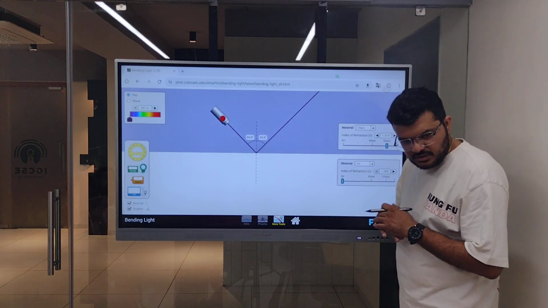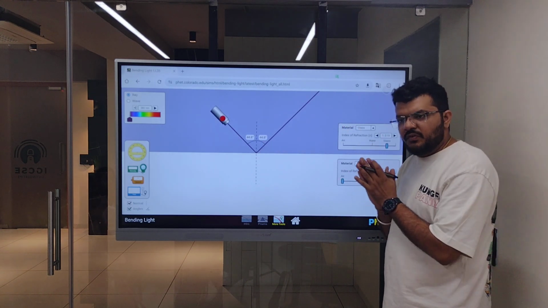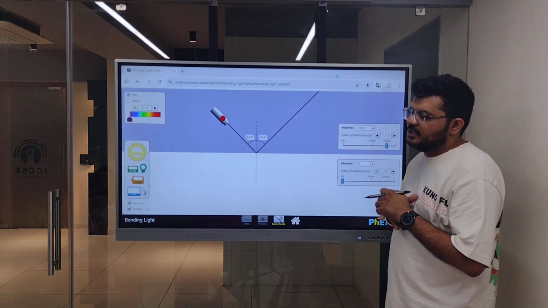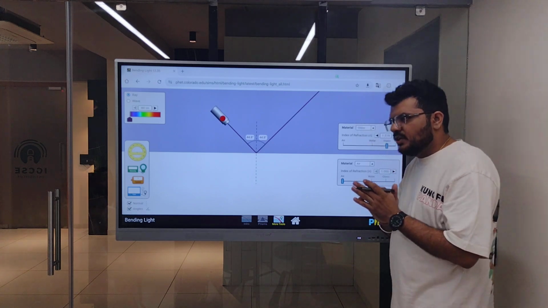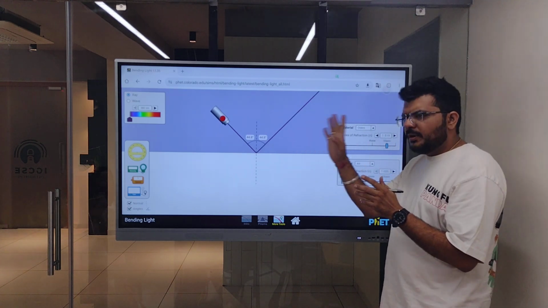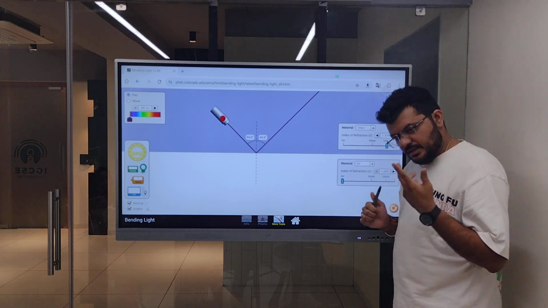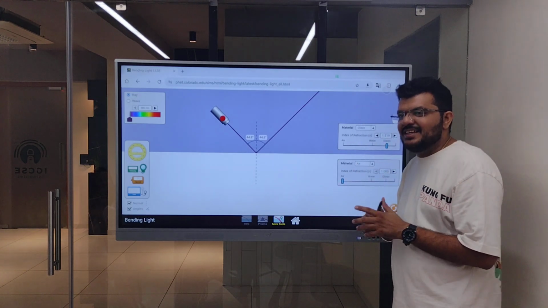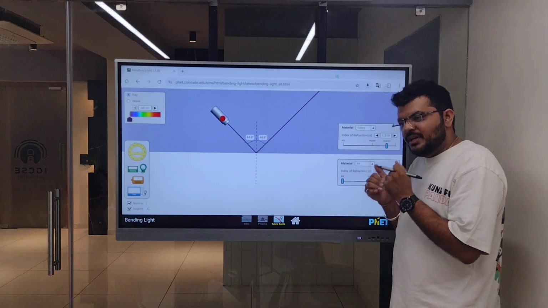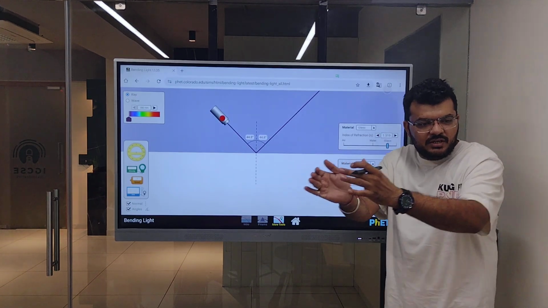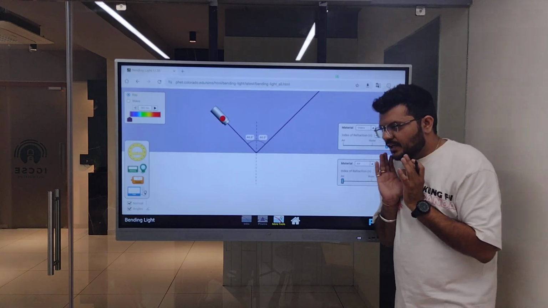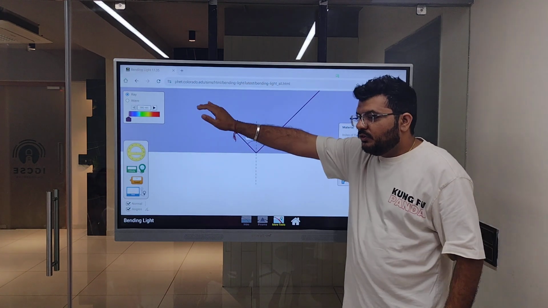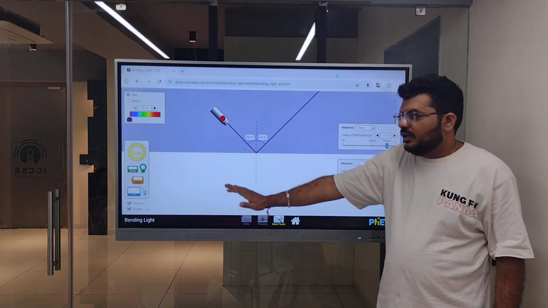But this reflection is different. In general reflection, the angle of incidence is equal to the angle of reflection, and it is still the same here. In general reflection, all the light rays bounce off in the same plane, and this is also the same plane. But in general reflection, light is going from a rarer medium and returns to a rarer medium. So light in air bounces off and comes back in air only. This is going from glass to air, and then bouncing back into glass.